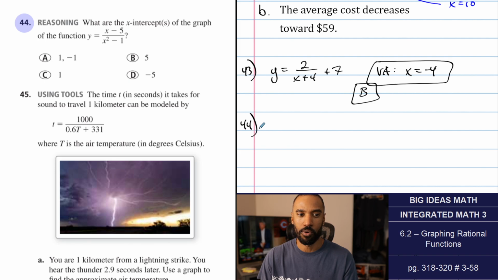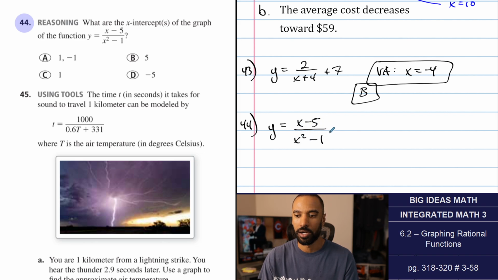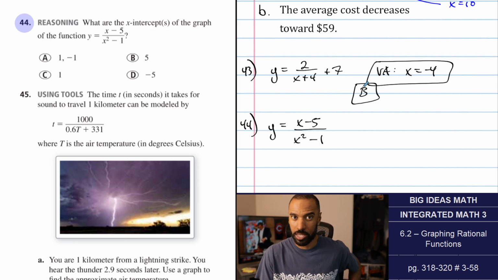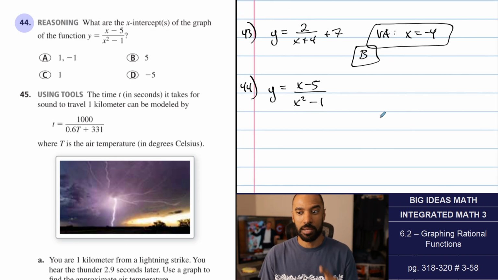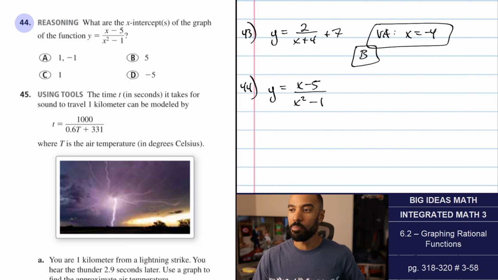So number 44, what are the x-intercepts of the graph of the function here? Now this one is slightly different. This is one of those more complicated graphs, even than the ones we've been doing, where I would definitely feature things like intercepts and such. It says x-intercept or x-intercepts. So the tricky part about this one is we are trying to, oh, actually, I take it back. I was thinking of asymptotes.